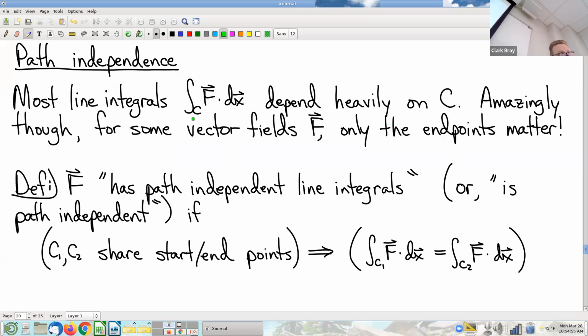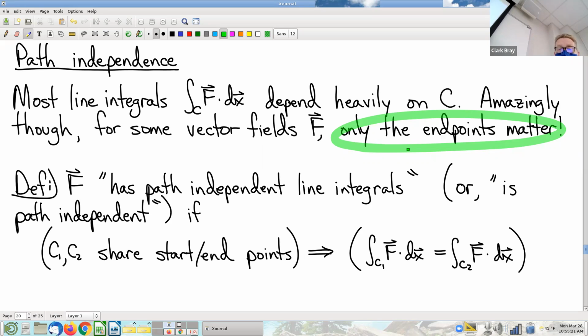What is shocking is that sometimes only the endpoints matter. And I say it's shocking because, of course, the line integral depends so much on the curve. Don't we need to know the whole curve? I'm moving along the entire curve, right? Shouldn't the entire curve matter? Amazingly, sometimes only the endpoints.